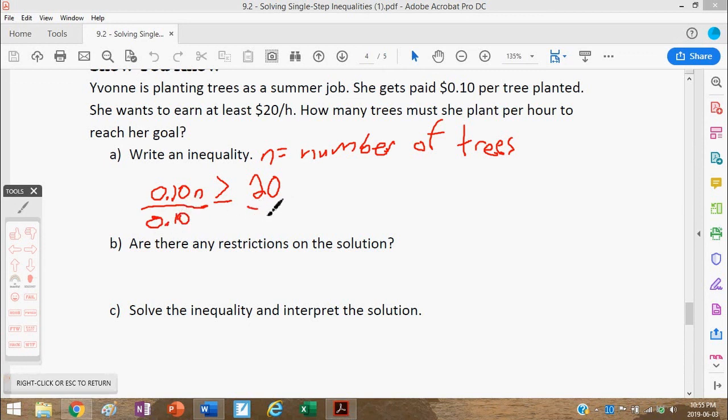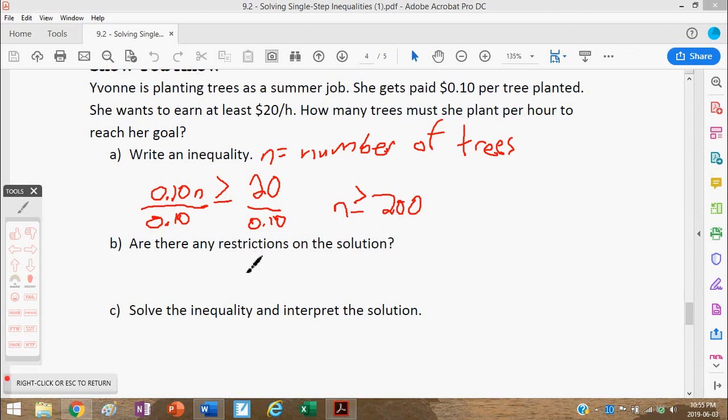Divide both sides by 0.10. And my solution is going to work out to be n is greater than or equal to 200 trees. So she needs to plant at least 200 trees per hour. So she needs to move along pretty quickly.